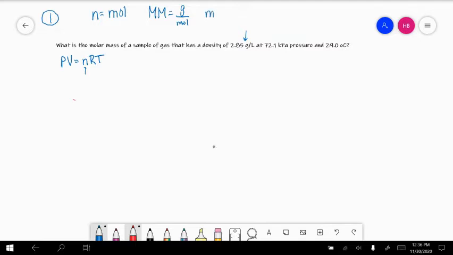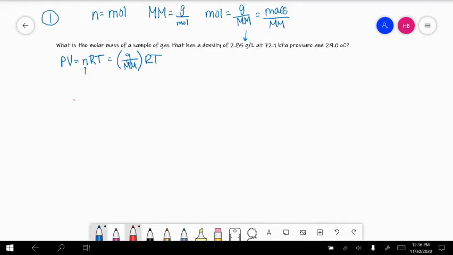So moles is equal to grams over molar mass. So let's replace n with mass, or grams over molar mass. So PV is equal to mass over molar mass times RT. Let's clarify that in case we're looking for formulas where we're replacing mass.